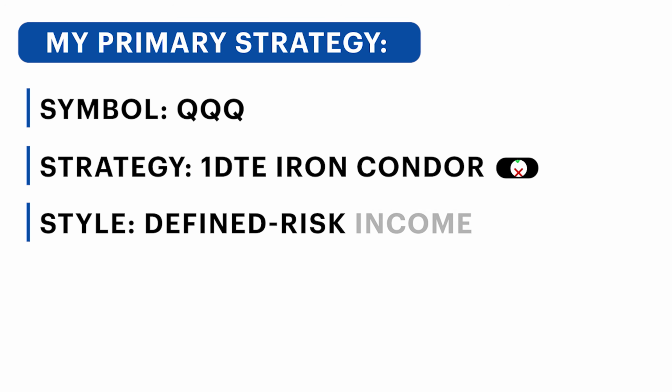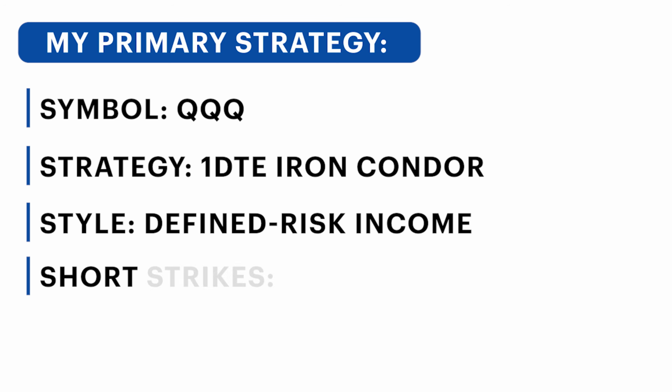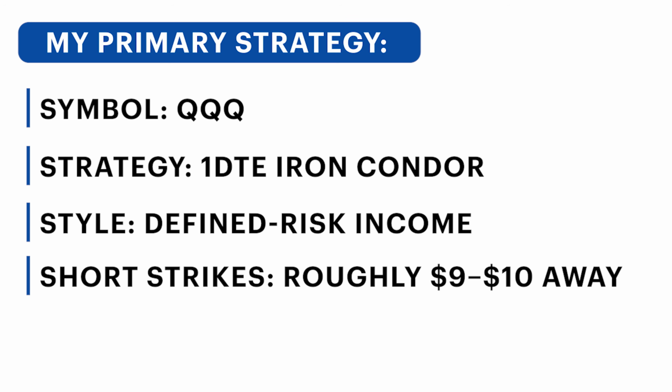My primary strategy going into this challenge is a QQQ 1DTE iron condor. And that means mainly I'm looking at QQQ options that expire the next trading day. The idea is to sell an iron condor, collect the credit, define my risk before I enter, and manage the trade based on rules instead of emotion. I'm generally looking at short strikes roughly $9 to $10 away from the current QQQ price with defined risk wings.